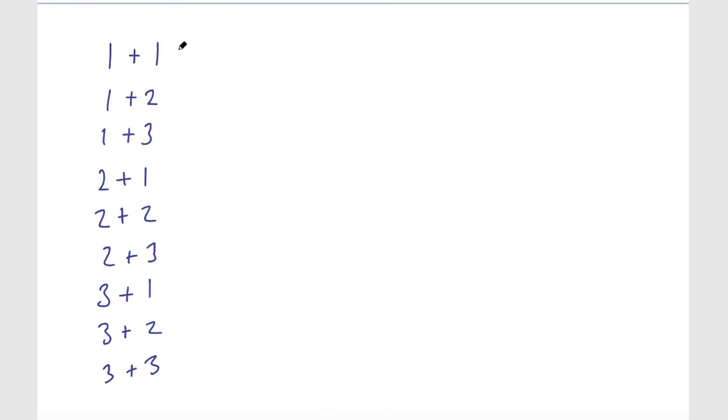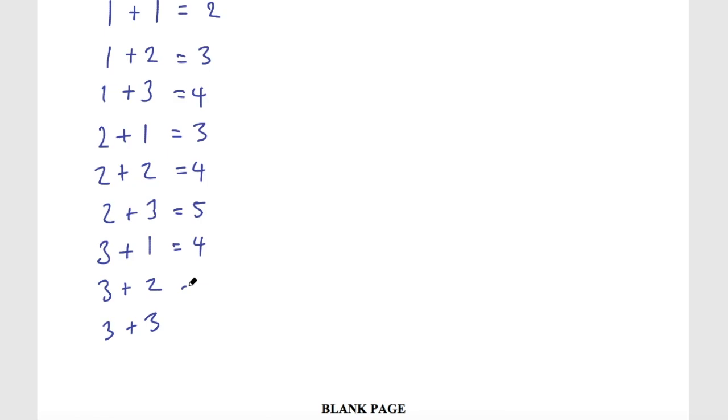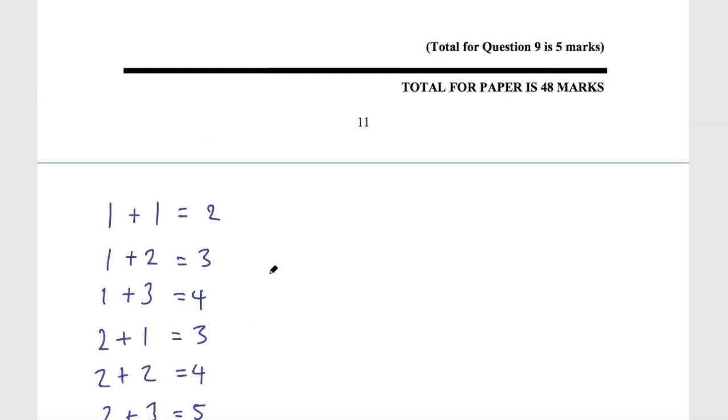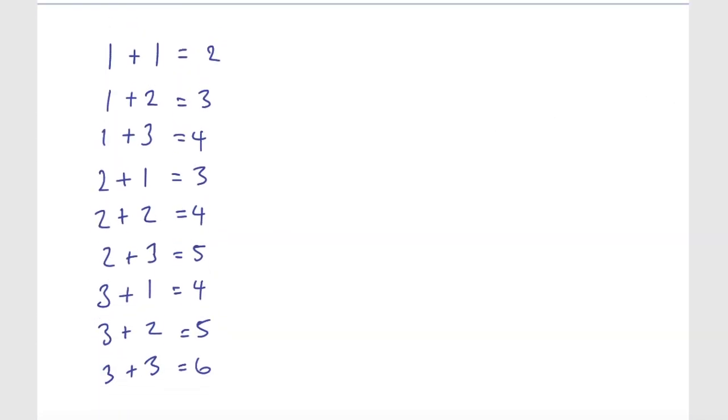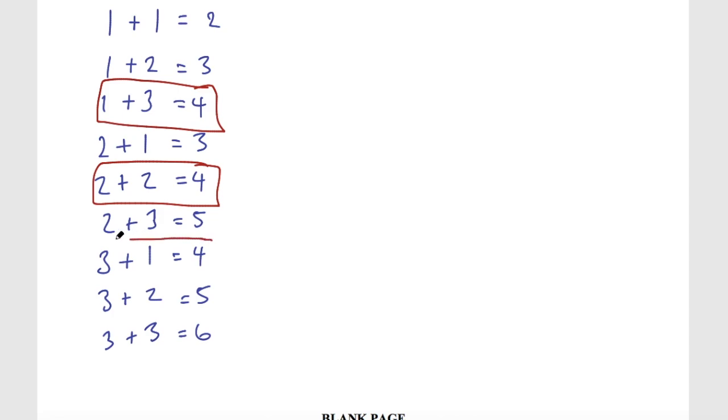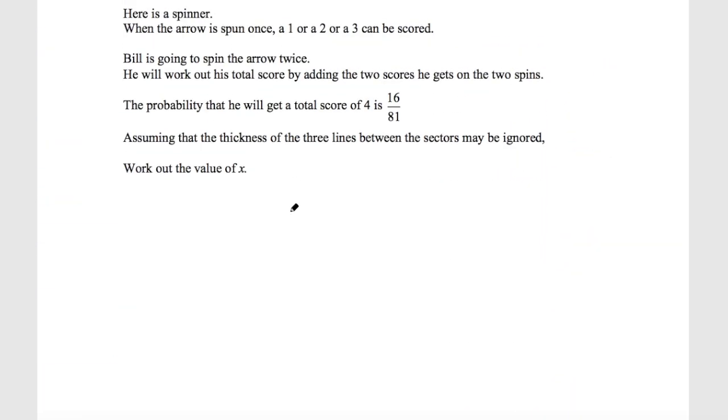And he added the scores, so let's add these ones. So you get a 2 or 3 or 4, 3 or 4 or 5, and then 4 or 5 or 6. And he said his total is 4, so we are only interested in these ones here, where you got a 1 and a 3, or a 2 and then a 2, or a 3 and then a 1. Okay, and he said the probability of those things happening is 16 over 81.